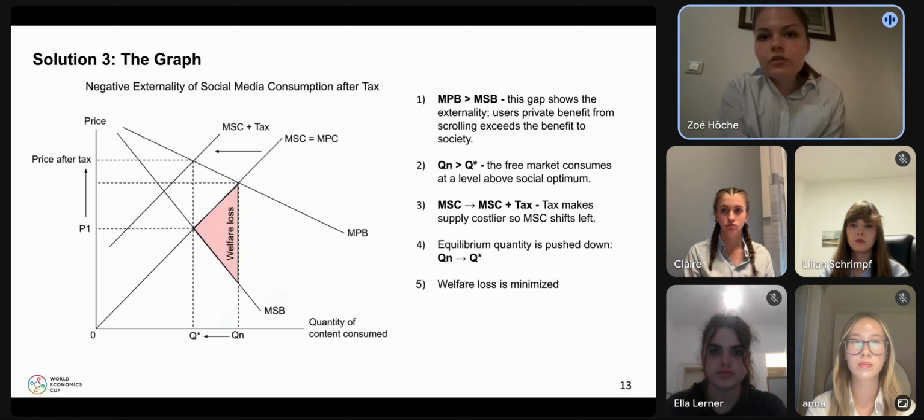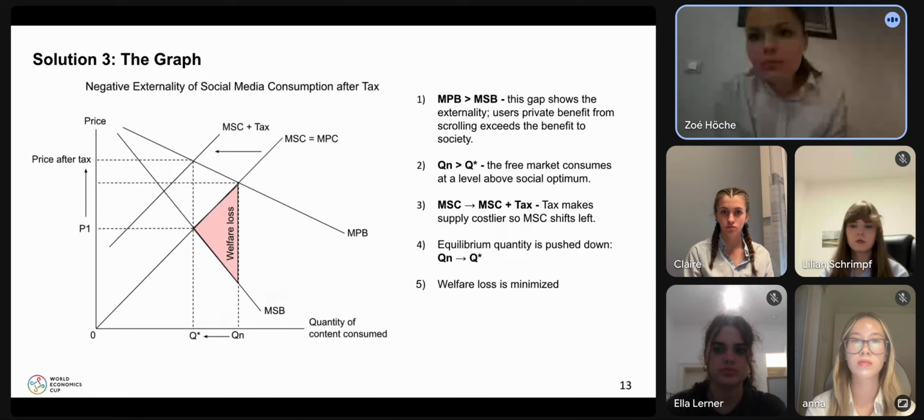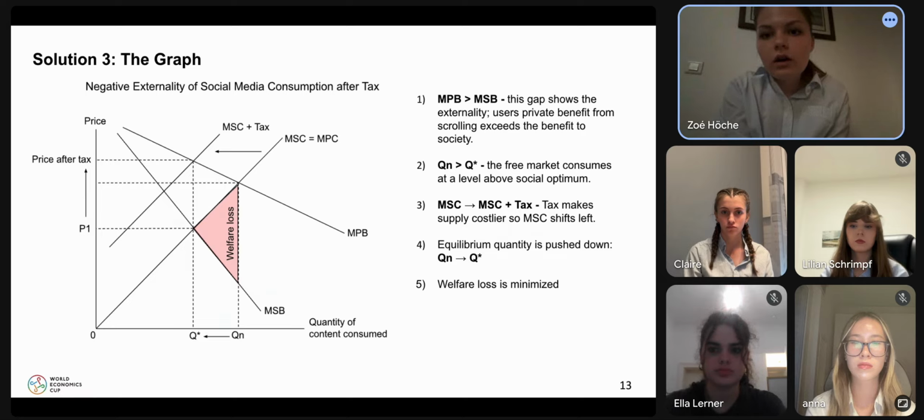This is the graph that illustrates the following issue: the negative externality of social media consumption before and after the tax. Before the tax, MSC is to the right because MPB is greater than MSB, this gap being the user's private benefit of scrolling exceeding the benefit to society, which means that the quantity the market operates at is above Q star, which is the optimum quantity. However, with the tax, MSC shifts left because it makes the supply of content costlier, therefore pushing the equilibrium down towards Q star, minimizing the welfare loss.